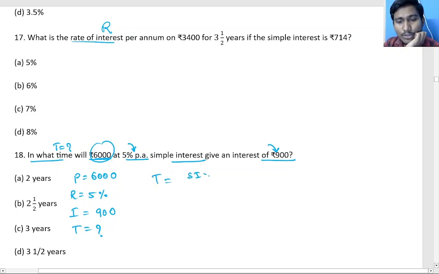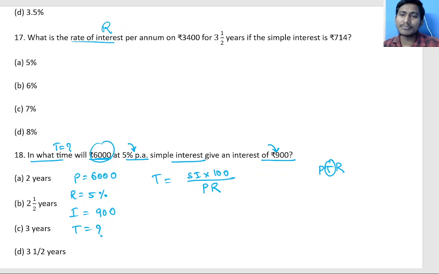Simple interest into 100 divided by how much? That is PR we have to divide, right? PRT is there, right? So if you want to find T, we have to divide with P and R. Okay, so here let us do it. It will be a very easy question.